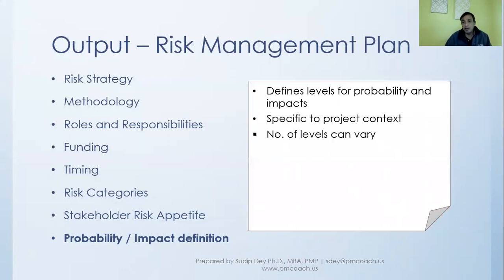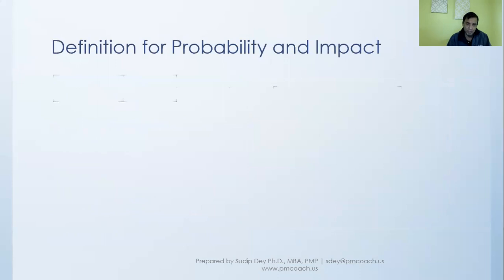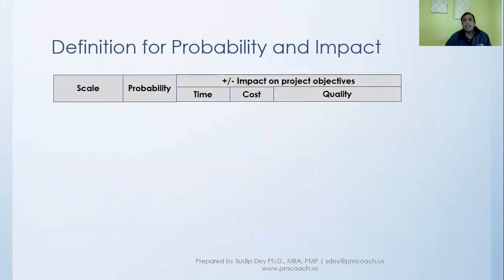And again, the number of levels can vary, because of how the project is. For a large project, there might be more levels. For a small project, there might be fewer. So let's look at an example. Let's say we are looking at impact on three different project objectives, which are our most important project objectives, where the baselines are based on: schedule baseline, cost baseline, and scope baseline.